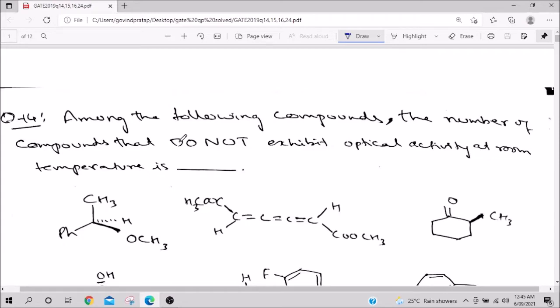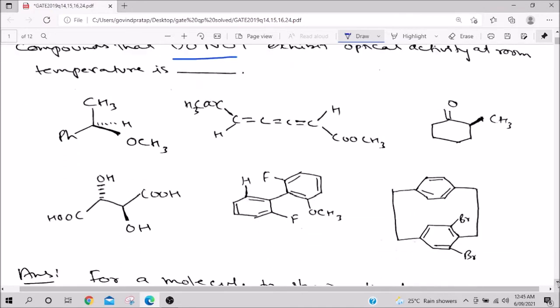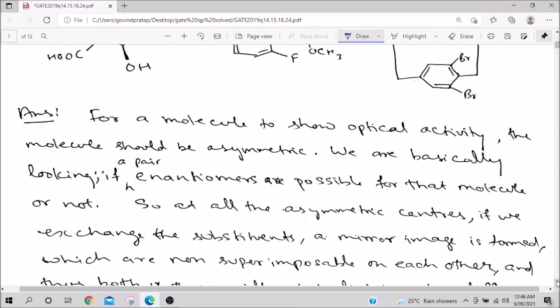It asks, among the following compounds, the number of compounds that do not exhibit optical rotation at room temperature. So they are given a lot of molecules, you can see here, and they are asking which ones do not. Even if you make one mistake you lose your marks. So we have to be very careful with such questions, and if you are not very sure, it is better to leave it, because negative marking is never a good thing, right?